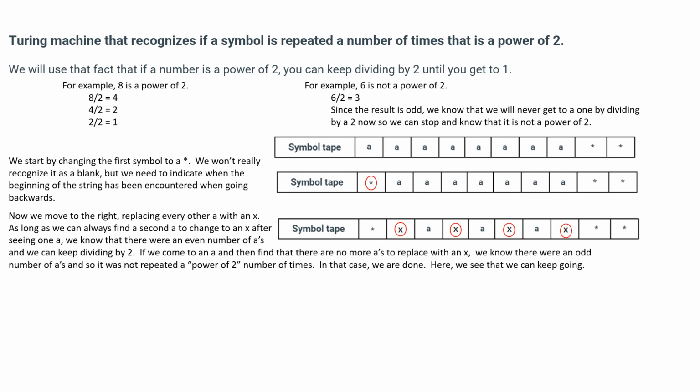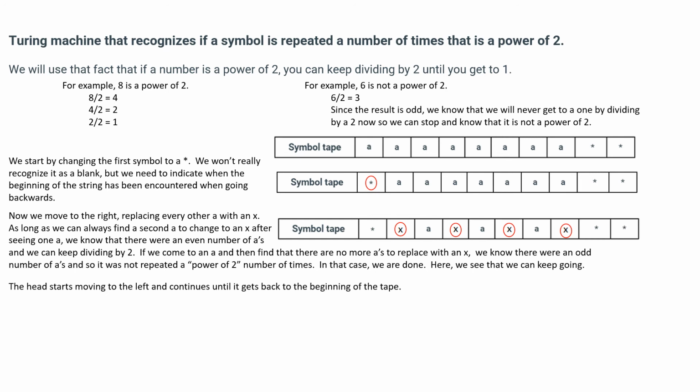But this one worked, right? We marked off every other A and got to an X and didn't see any A's after it. So we know that's fine. We divided the number of A's by 2, and now we have 1, 2, 3, 4 A's instead of 8. Okay, so we've done up here like what we did up here. 8 divided by 2 is 4. Okay, now what are we going to do?